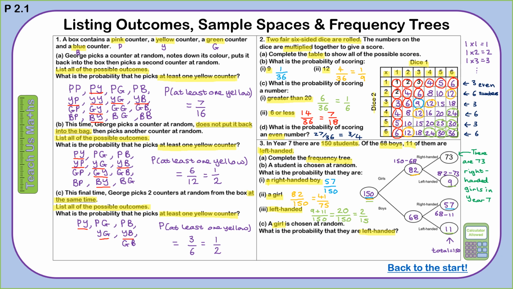So we know that there are 9 left-handed girls out of a total of 82 girls altogether. So given the fact that I know I am selecting a girl, the probability that they are left-handed is 9 out of 82.